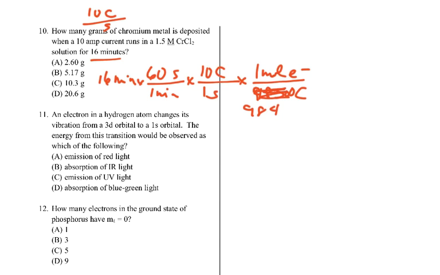98,400 and 96,000. Okay, 96,485 coulombs for 1 mole of electrons.